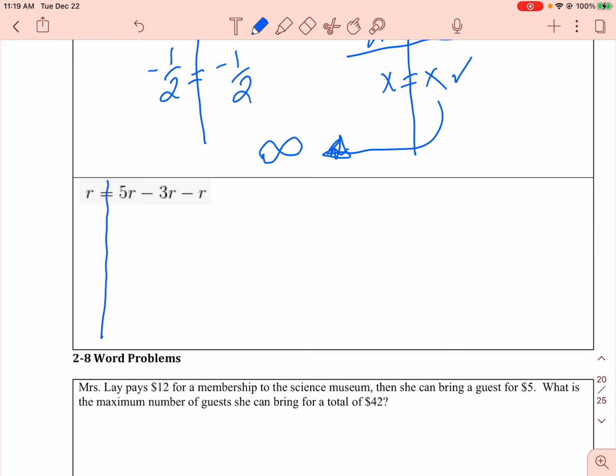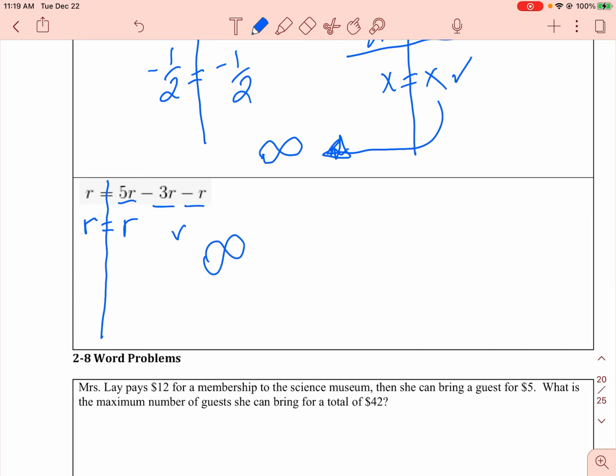And now when solving this, nothing to do on the left side. I have nothing but like terms on the right. 5r minus 3r is 2r. 2r minus 1r is 1r. Does r equal r? Yes. That is infinitely many solutions.